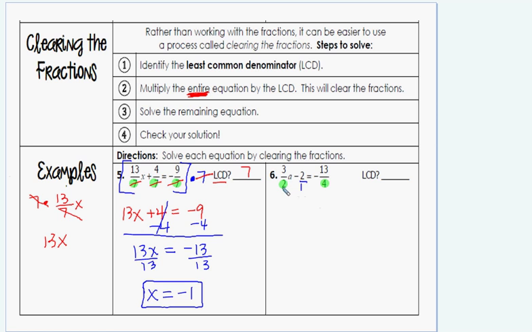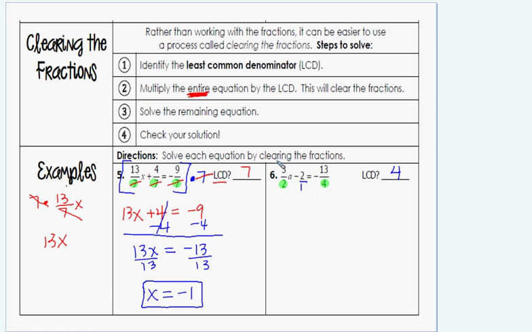So between 2 and 4, I'm looking for the smallest number that they both divide into. Well, 4 can divide by itself, 4. And 4 is also divisible by 2. So in this case, our LCD is going to be 4. And in examples to come, I'll show you exactly how we can find this if we're not sure by just looking at the numbers and doing trial and error.